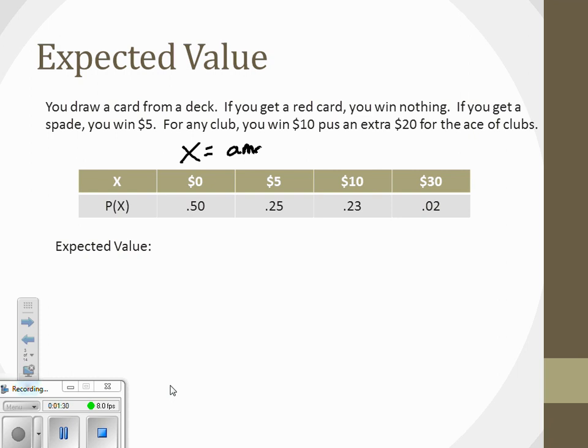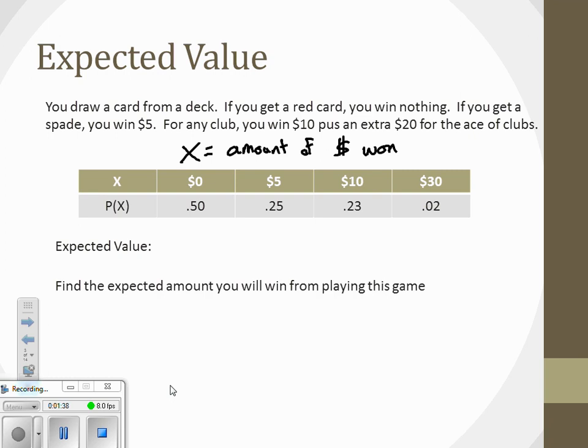This would be the amount of money that you're going to win. So the expected value, right? Find the expected amount you will win from playing this game. To find that expected value, we're going to take $0. There's your first observation. You're going to multiply that by the probability. So this is x1, this is p1. There's x2 and the probability of 2.